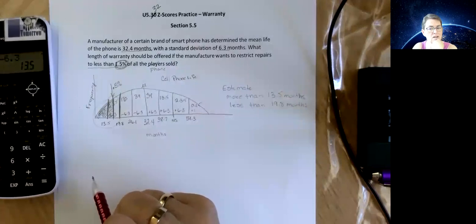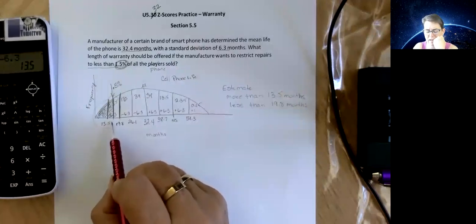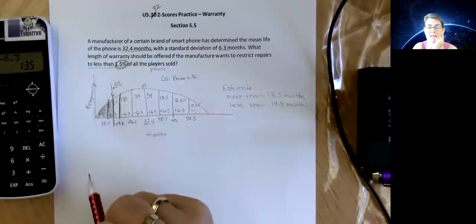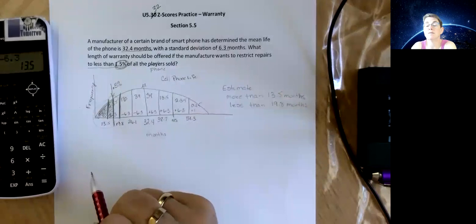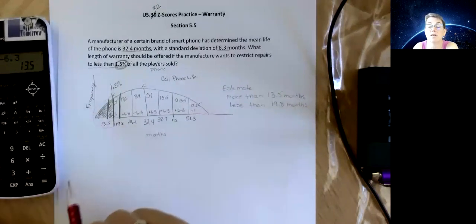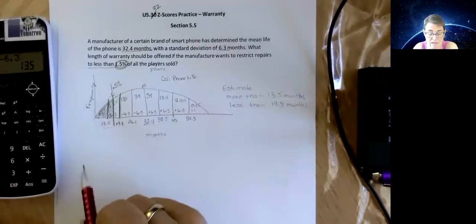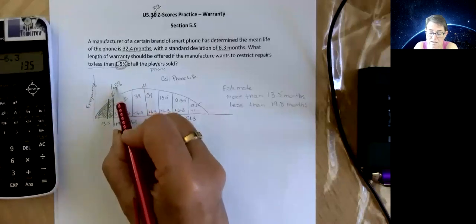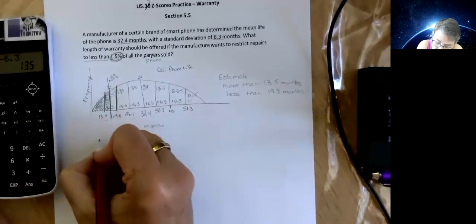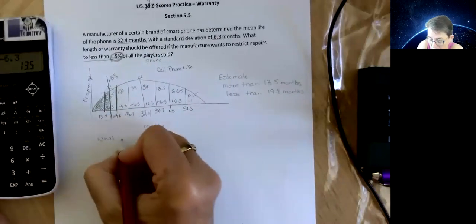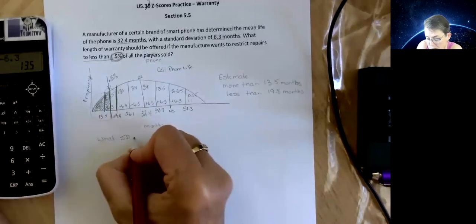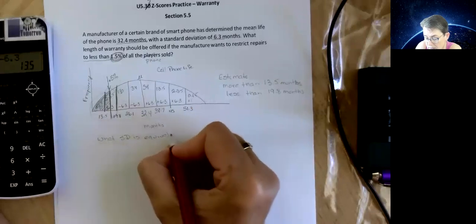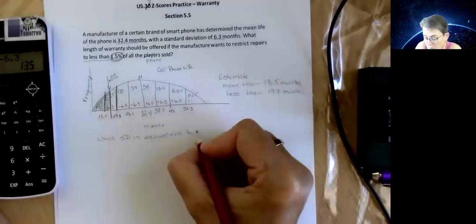But the weird part is, in all the other questions we would say there'd be some number here, and we just have to calculate the Z-score and do everything like that, right? This time, and this is why the warranty questions are cool, you're working backwards. You're given a percent, so we have to figure out what standard deviation is equivalent to 1.5%.